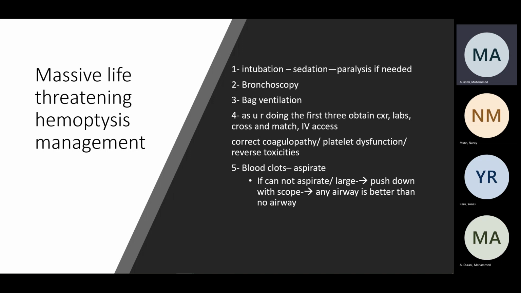If you have an atelectatic lung where the bleeding is coming, there is no flow. Your cough is just basically acting as a suction mechanism. There's no flow to carry that clot. You're just adding blood to the clotted blood. Okay?